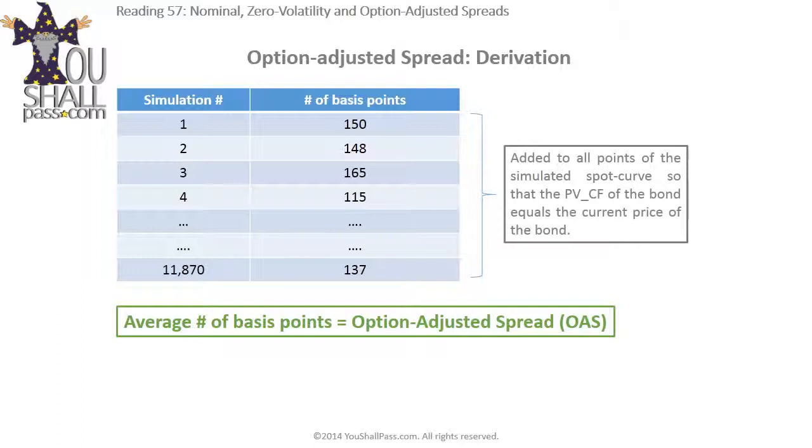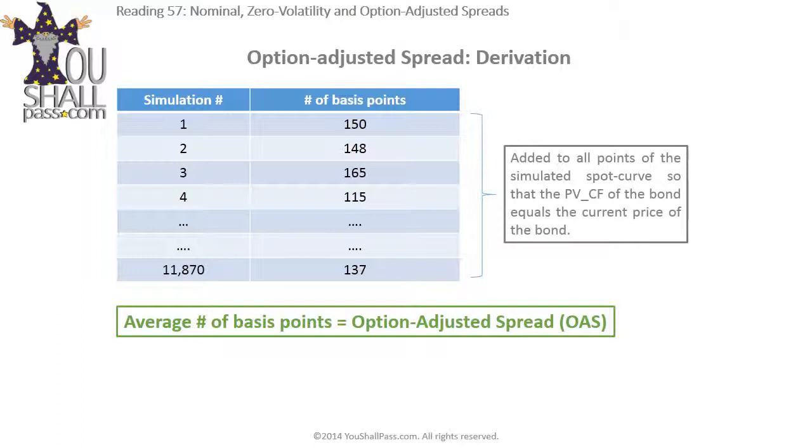That is the spread that's required at present to be added to all points of the future likely spot curves, so that the present value of the cash flows of the bond, which are discounted as per the future likely spot curves, equals the currently prevailing price of the bond.